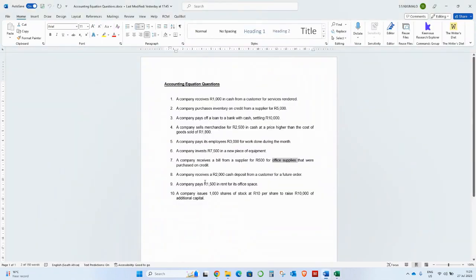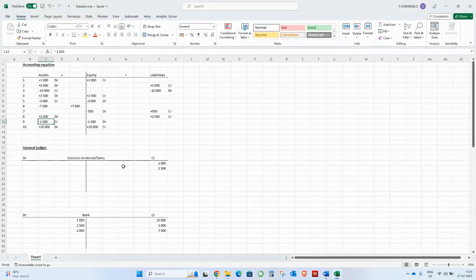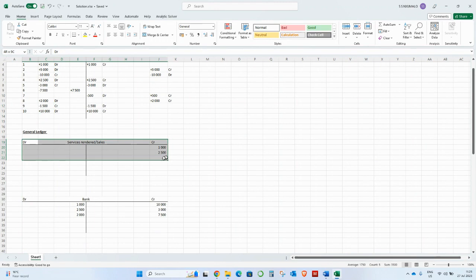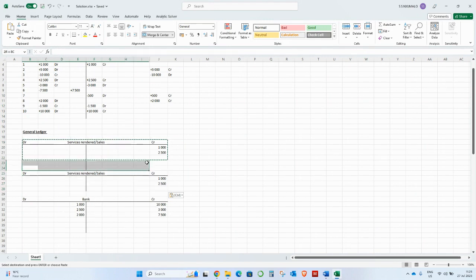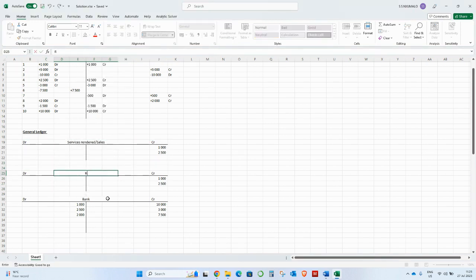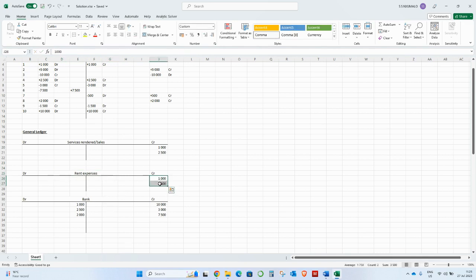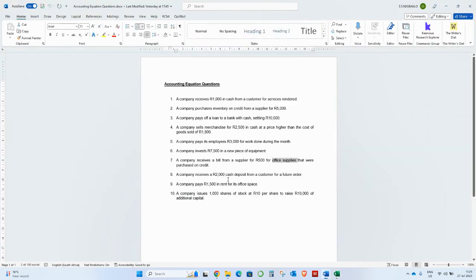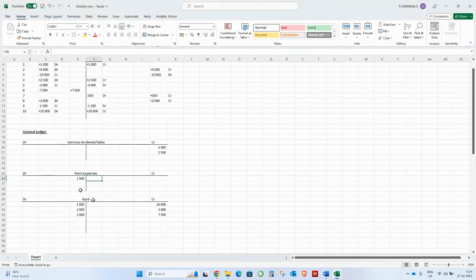Let's look at 1.5. What was it? A company pays 1.5 for rent for office space. So we're gonna have an expense account for rent. Okay, let's call it rent expense. It already tells you that it's an expense, and we know expenses increase on the debit side. That's 1.5. The company pays rent, 1.5, and then our bank balance loses money, and we decrease it on the credit side. And we're done with this.